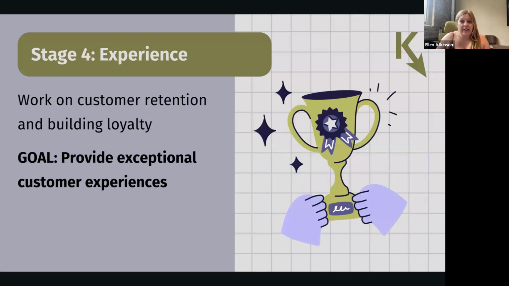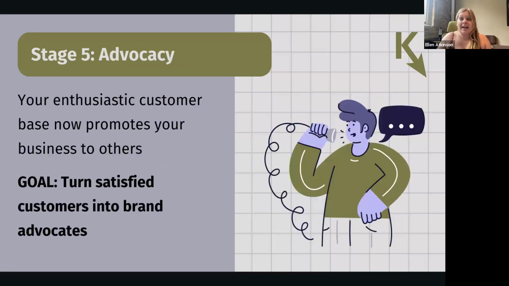Then we're in the experience stage. This is where they're working with you, they're loving you. This is where we focus on the customer experience. And happy customers are more likely to become repeat buyers and brand advocates, which brings us to the last stage. This is where we recognize the immense impact of turning satisfied customers into brand advocates. Their positive word of mouth can significantly boost your brand's reputation and growth.